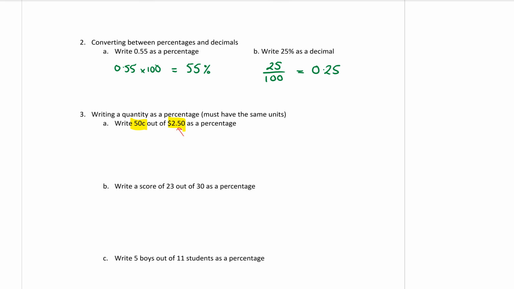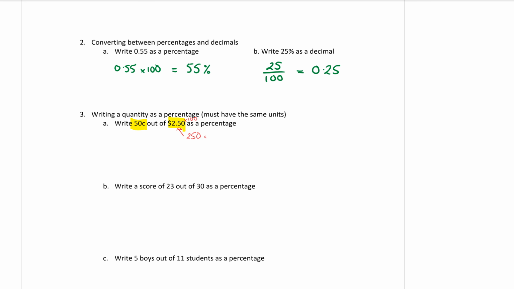How do you change dollars into cents? How many cents are in a dollar? 100. So you want to times that by 100. So if you need a little, you can put a little times 100 up there. So that is 250 cents. Okay, so just a little conversion to start with. Is that all right? So now I want to write 50 as a percentage of 250.